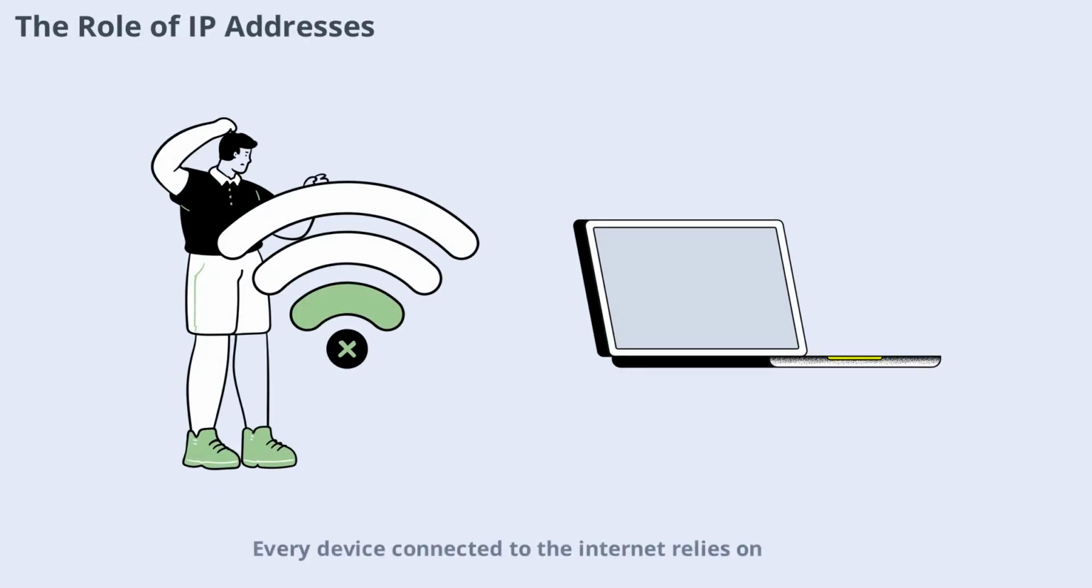Every device connected to the internet relies on its IP address to participate in online activities. Whether you're browsing websites, sending emails, or streaming videos, your device uses its IP address to interact with other devices and servers. This address acts as a locator, guiding data packets to their intended destination. It's the backbone of digital communication, ensuring seamless connectivity across the globe.